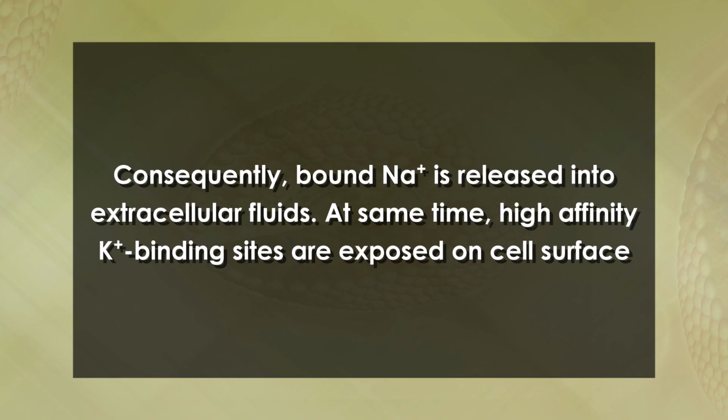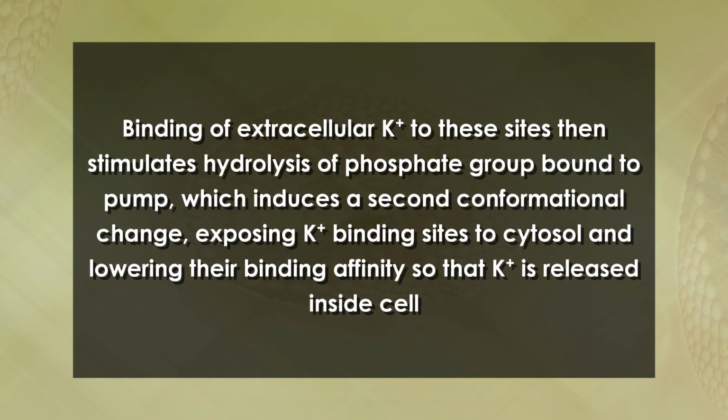At the same time, high-affinity potassium ion binding sites are exposed on the cell surface. The binding of extracellular potassium ions to these sites then stimulates the hydrolysis of the phosphate group bound to the pump, which induces a second conformational change, exposing the potassium ion binding sites to the cytosol and lowering their binding affinity, so that the potassium ions are released inside the cell.